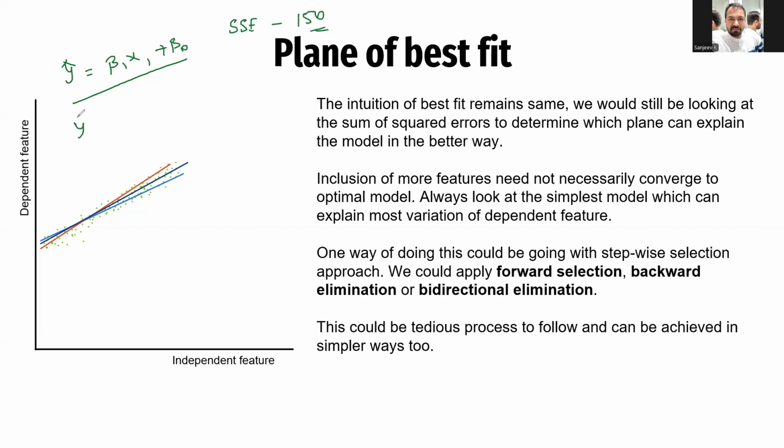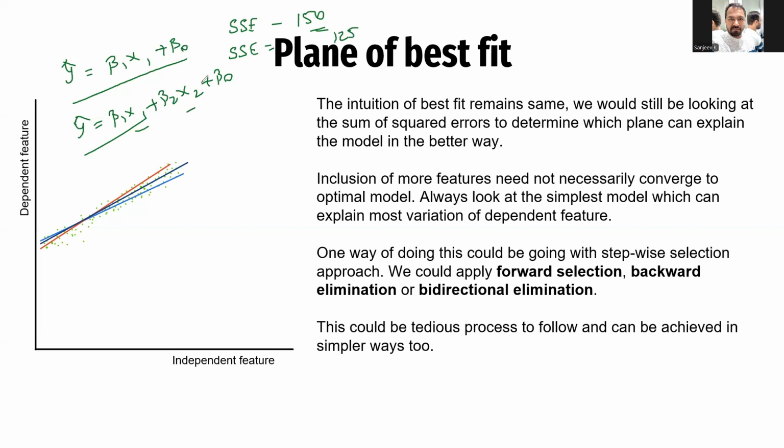Now I'll try to add one more feature to it. Now instead of considering just x1, I will now be considering both x1 and x2, and then I'll build one more model. Now this is my new model. For my new model, again, I'm going to calculate what is my SSE. Let us say in this case, the SSE is 125.